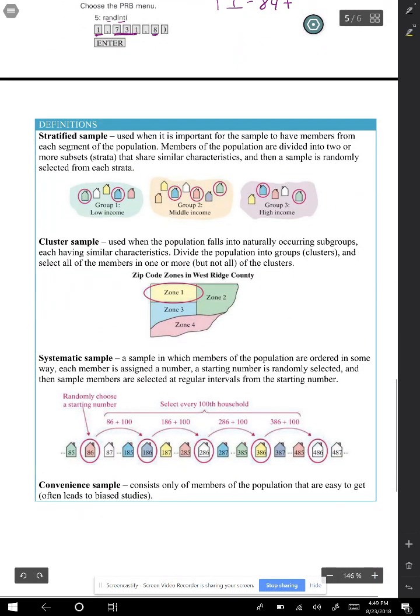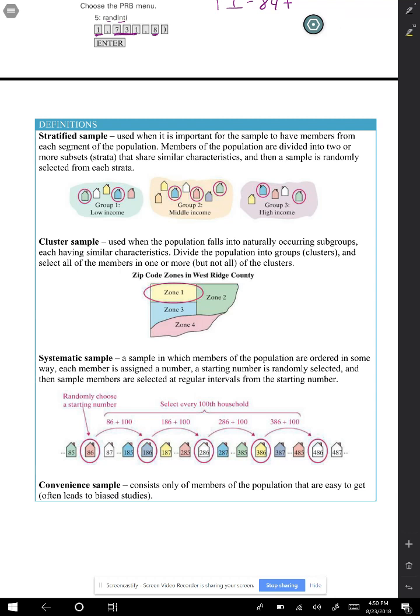Okay, the last thing we're going to look at here are a couple of other ways to get a sample, or actually, I guess 4 different ways. We have stratified sample, cluster, systematic, and convenience. I'm not going to read the definition to you word for word. I'm going to use the illustrations here to explain it.